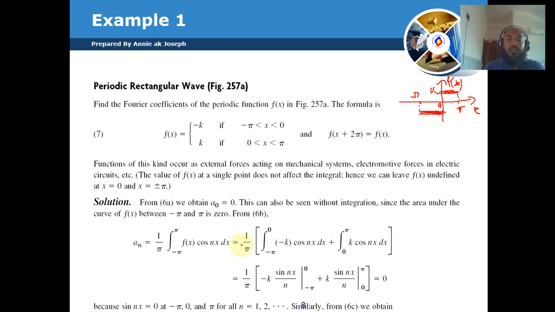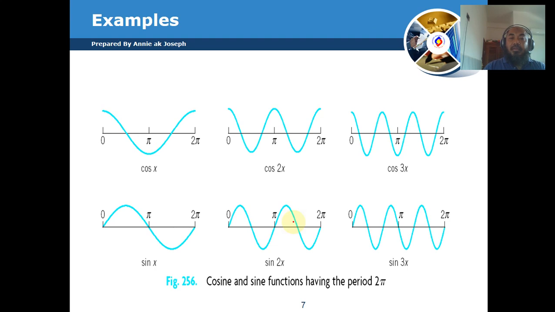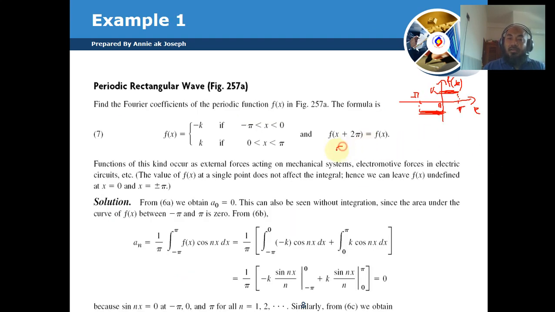Okay, so if we apply this, a0 is equal to 1 divided by 2 pi, the integration from minus pi to pi of f(x) dx. Correct? So in our case, a0 is equal to 1 divided by 2 pi.